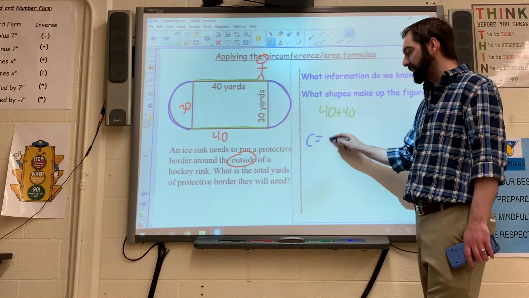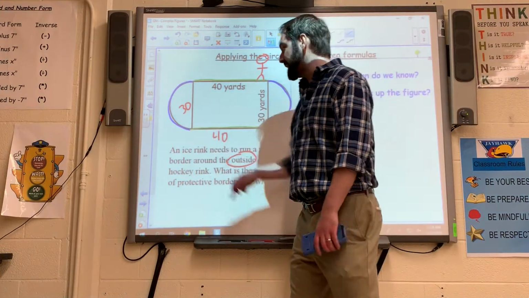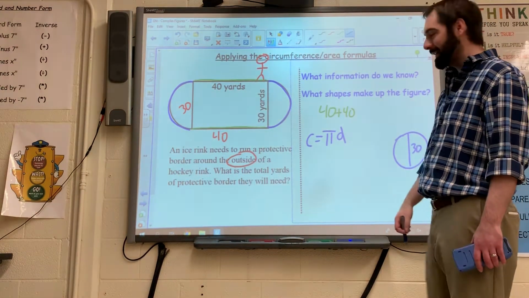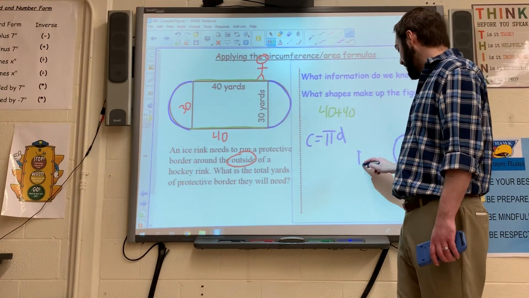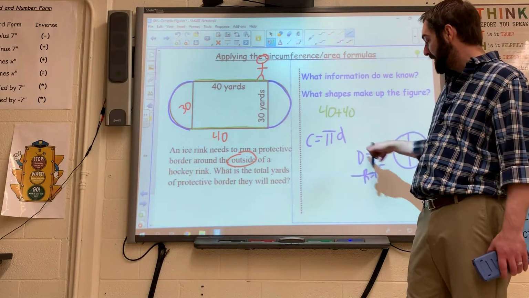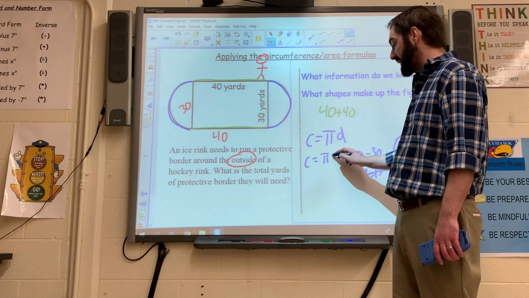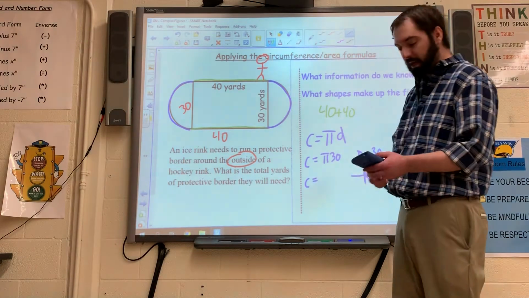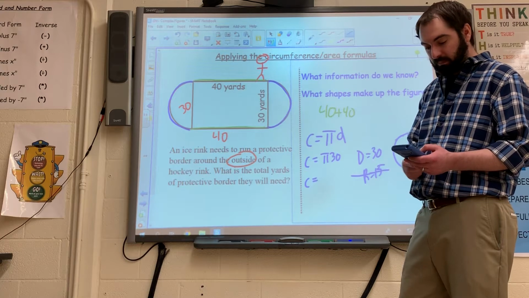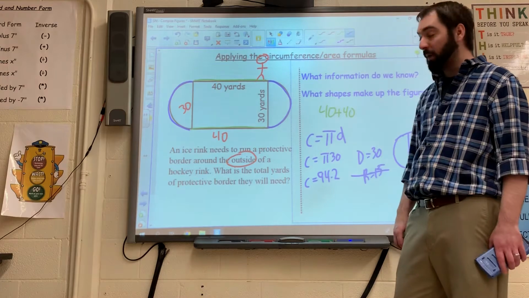So again, I know I have my circumference formula. C equals pi d. I know that if I take these two semicircles and combine them into one big circle, that 30 is clearly my diameter. So I know my diameter would be 30. I know my radius would be 15. Since this is a circumference problem, I'm crossing out my radius and using my diameter. C equals pi times 30. Again, I would pick up a calculator, pi times 30. I'd find out that those circles have a circumference of 94.2.